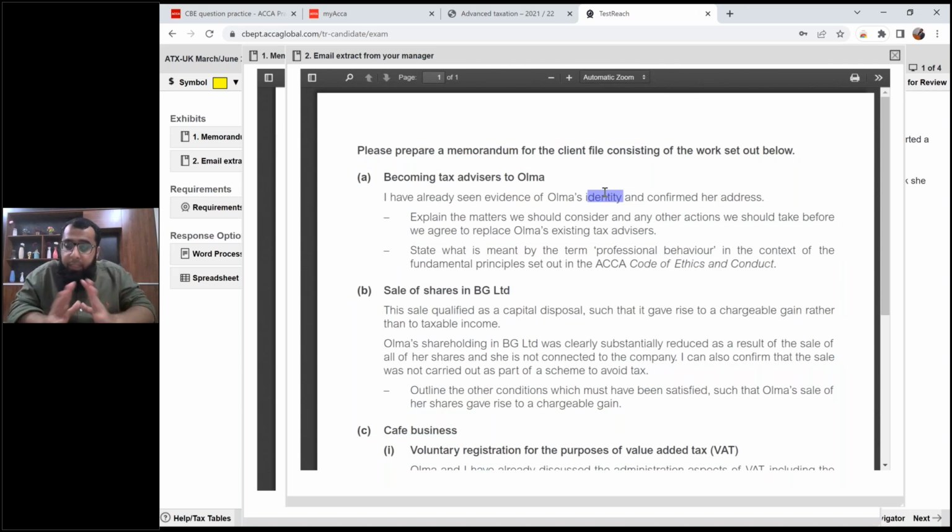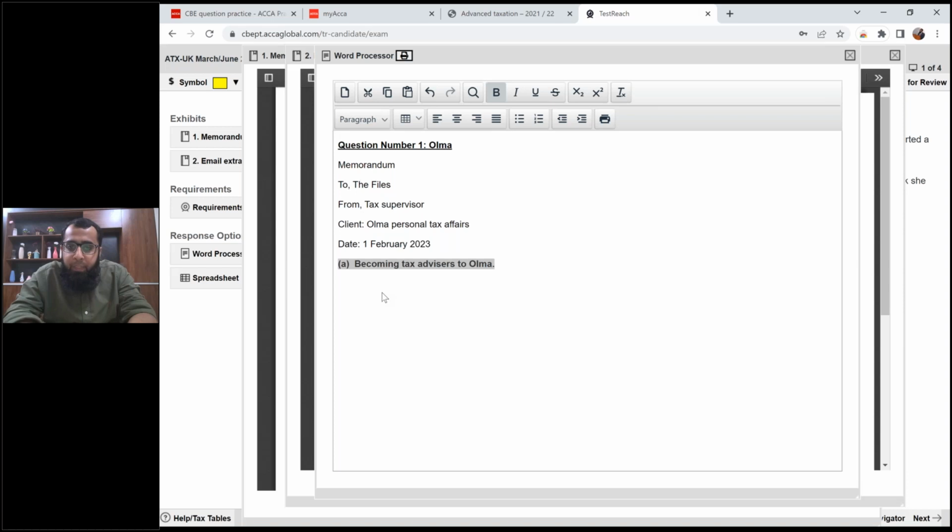Okay, so what are the matters? We'll think about the code of ethics. Many students said we'll talk about the clearance from the previous tax advisor. Okay, very good. We'll think about money laundering. See, you people know how to write. So let's pick up these easy 5 marks. Okay. Now, what did the question ask?